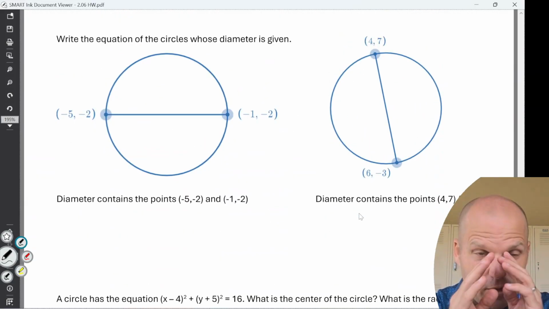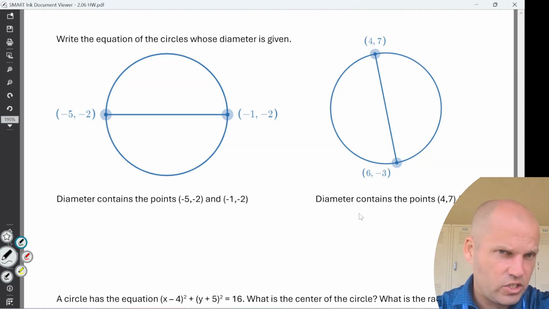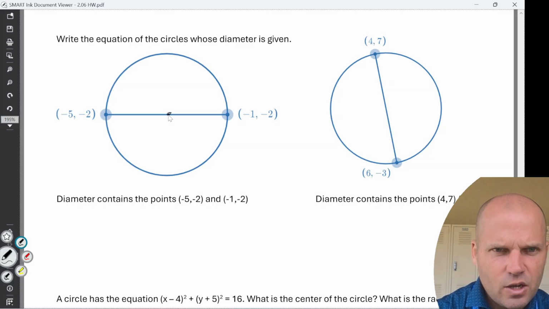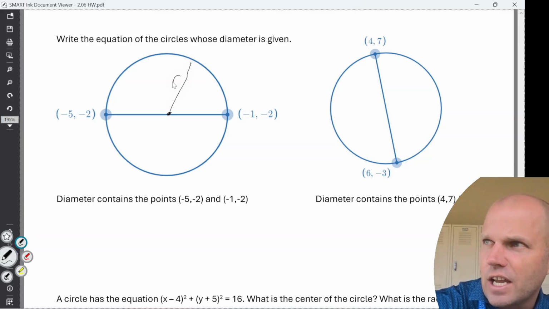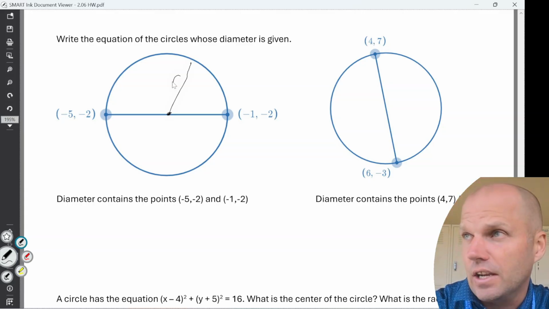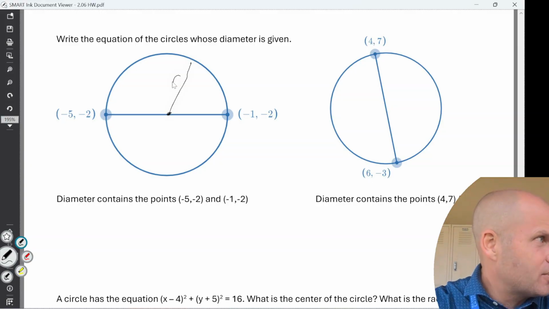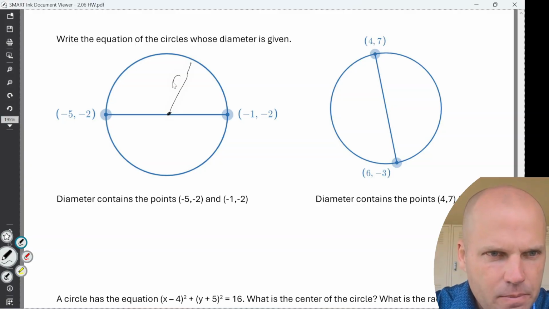What if I give you a diameter? Well, this is where we have to think about what is the definition of a circle. Well, it's all points that are equidistant from a center point. If I give you a diameter, you don't have the center. You have to find the center. How do you find the center of a diameter? Well, it's the midpoint. We've done midpoints before.